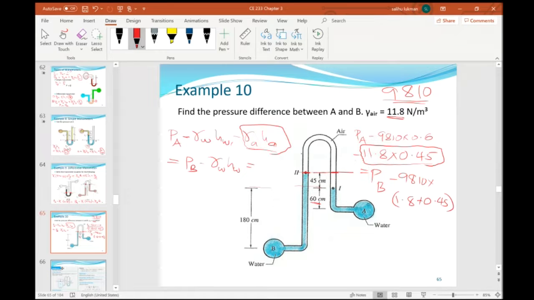So when we do this, we want to find the difference in pressure between A and B. So we now say PA minus PB. So we now compute what is the value. What do we have here?